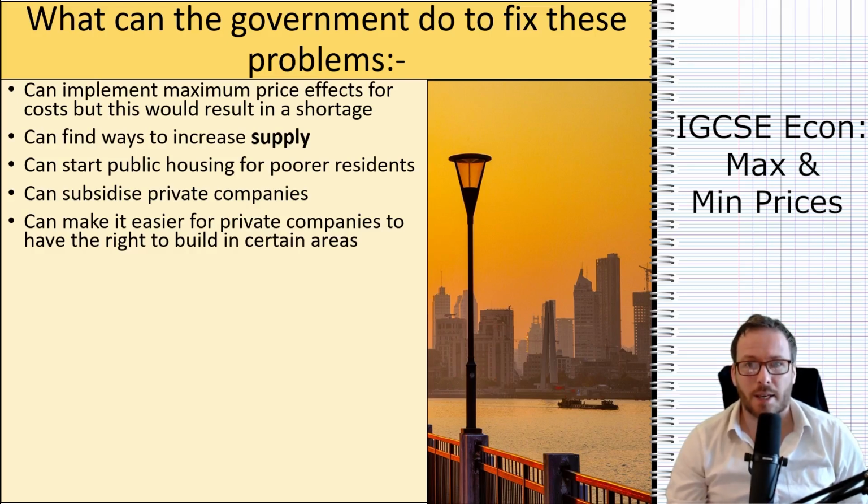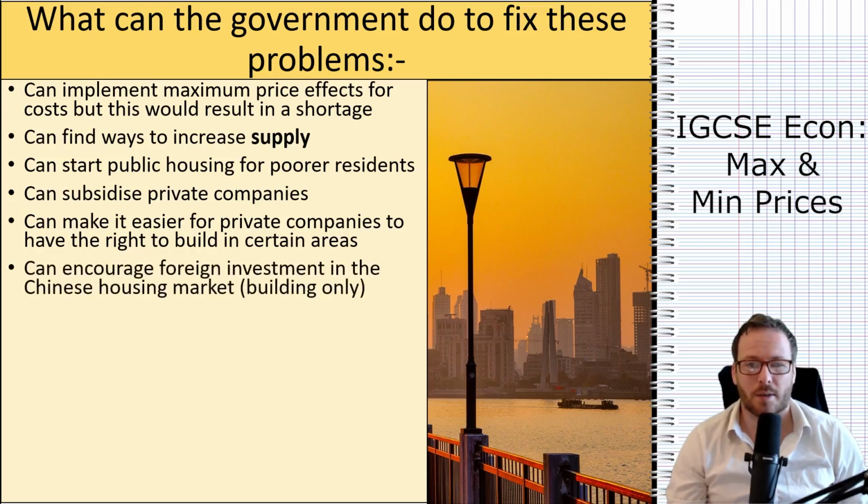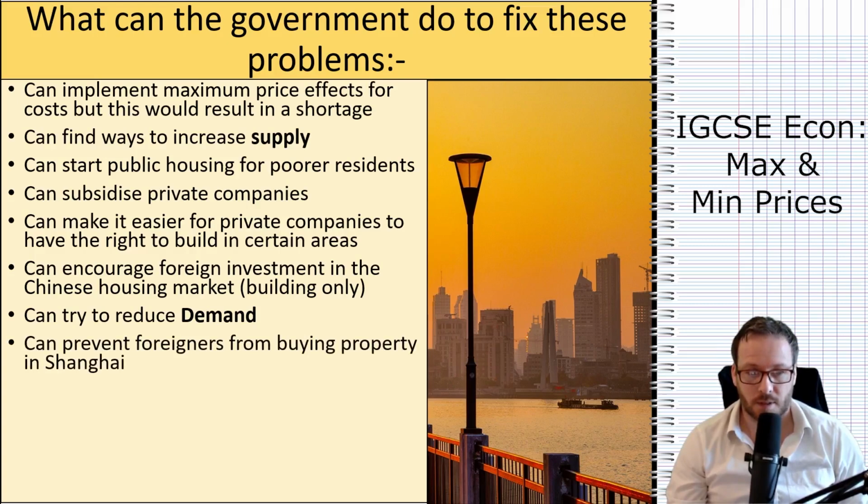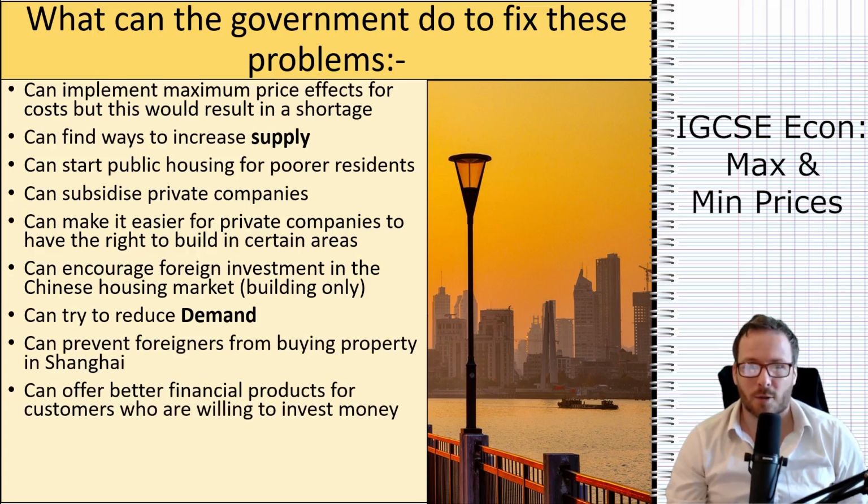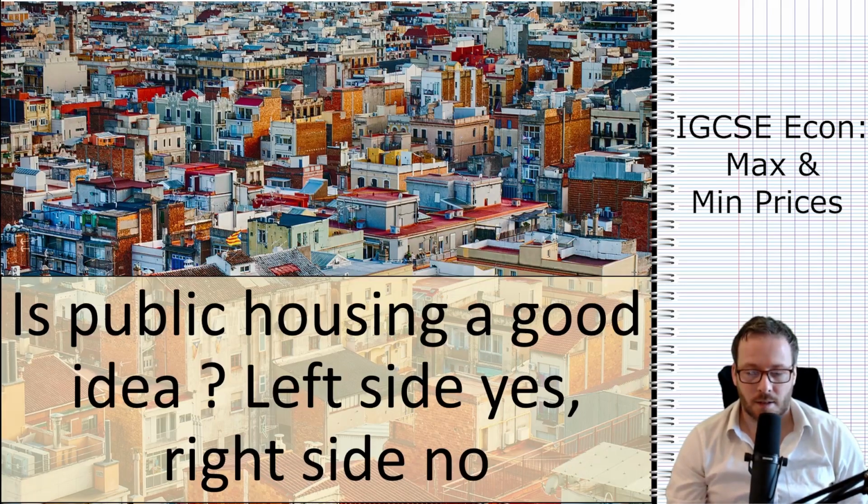They can make it easier for companies to build in certain areas, increasing supply, encourage foreign investment, increasing supply, or find ways to reduce demand like they did with the law on increasing tax on second property purchases. They can also prevent foreigners from buying properties, and they could offer better financial products, a substitution. So instead of buying a second house and getting an 8% return a year when you rent it out, they could offer high interest accounts where people might get 9% return on their money if they invest it.